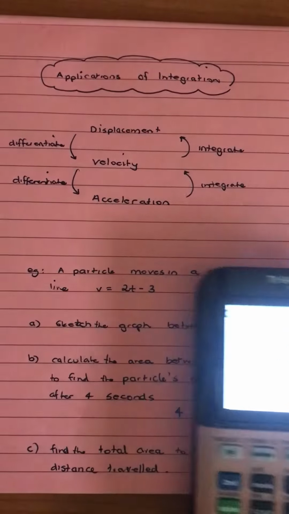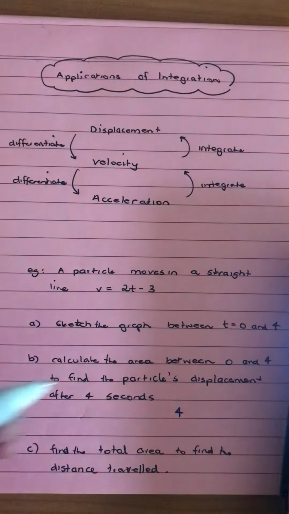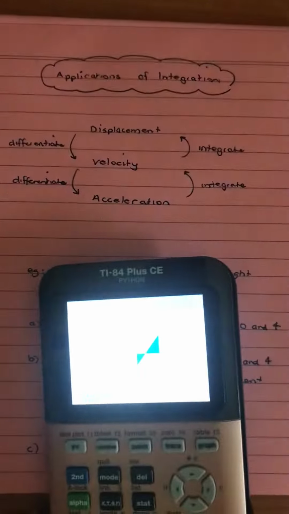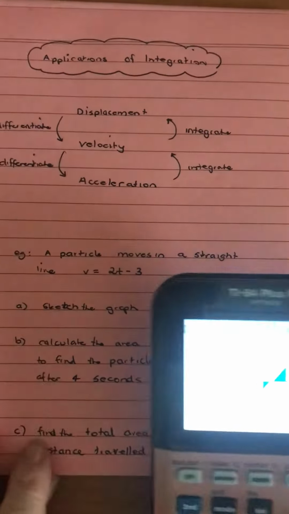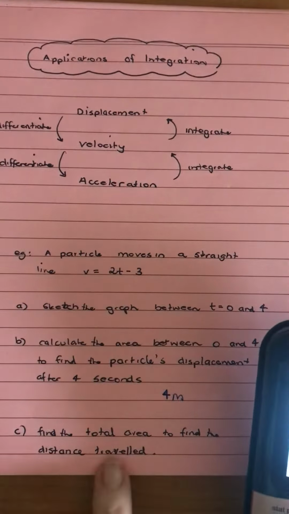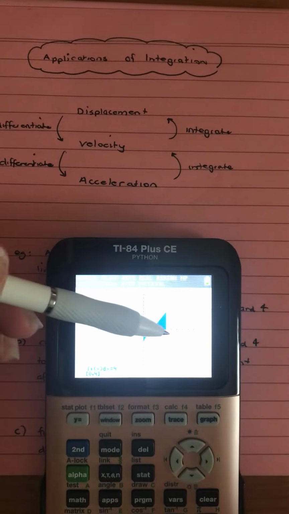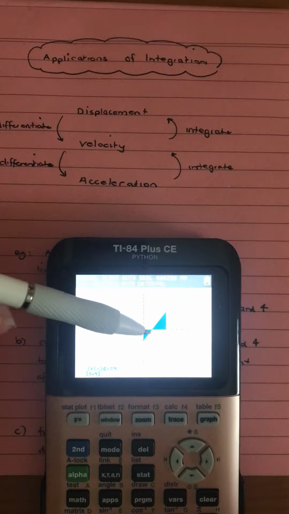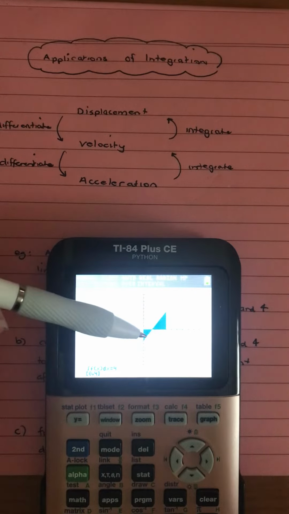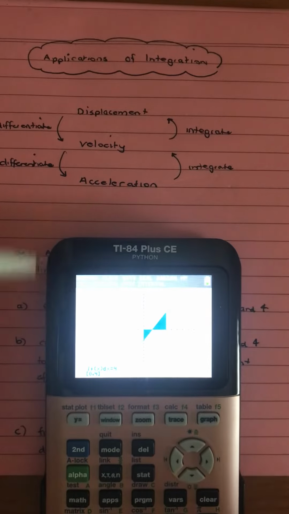So our answer there is 4 meters for the displacement. But then the third part says find the total area to find the distance travelled. So now when we're finding the total area, we want to treat this as a positive and add that to the other one. So we need to find where that is going to cross there. And it does look fairly straightforward that it is at the 1.5.